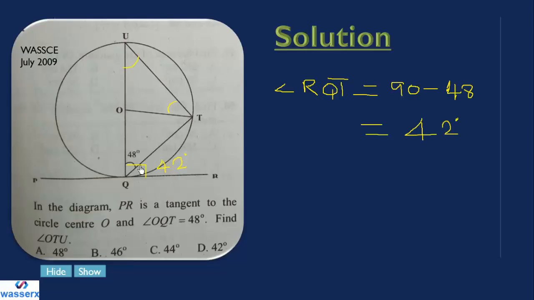So this angle is equal to the one in the alternate segment over here, which is also 42 degrees. Now these are the base angles of triangle OTU. Therefore, angle OTU is also equal to 42 degrees.